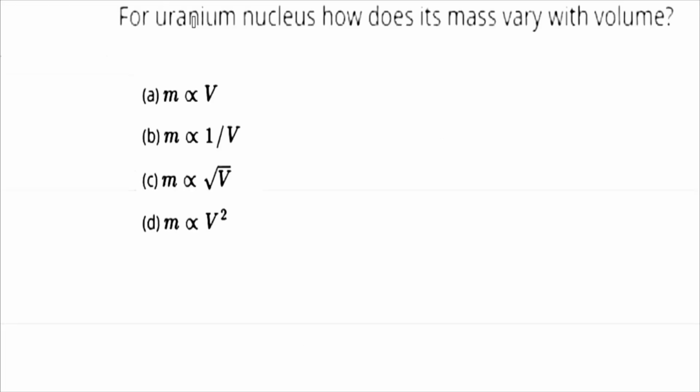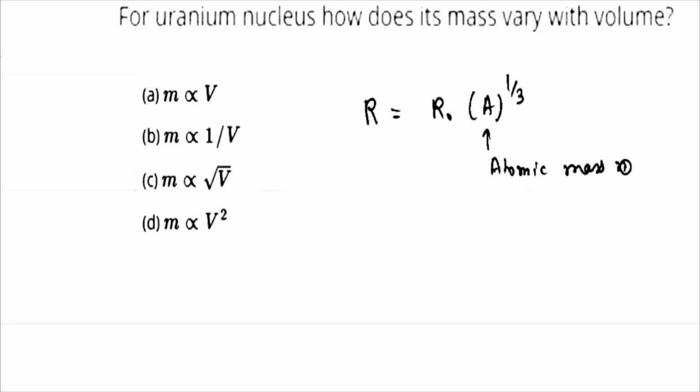Hello everyone. For a uranium nucleus, how does its mass vary with the volume? Let us first talk about the radius of the nucleus of uranium. It varies with the atomic mass number, R equals R naught A to the power 1/3, where R naught is constant and its value is 1.2 into 10 to the power minus 15, right?